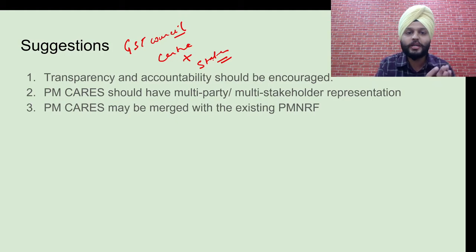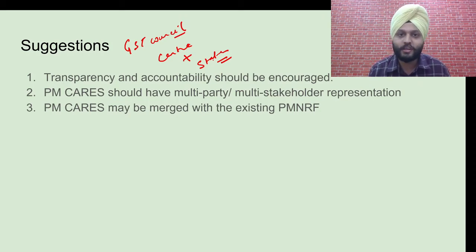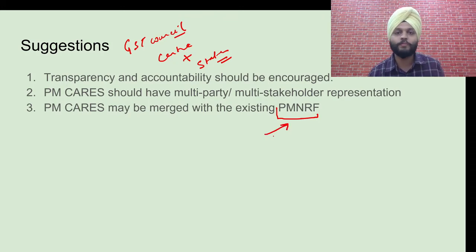And one thing that can be done is that the PM Cares Fund can be merged with the existing Prime Minister's National Relief Fund. That can also be done, since this system was already established, it was already functioning well. Why not have this only? Why have two parallels? So this could be avoided. So this is all we have with respect to the PM Cares Fund.